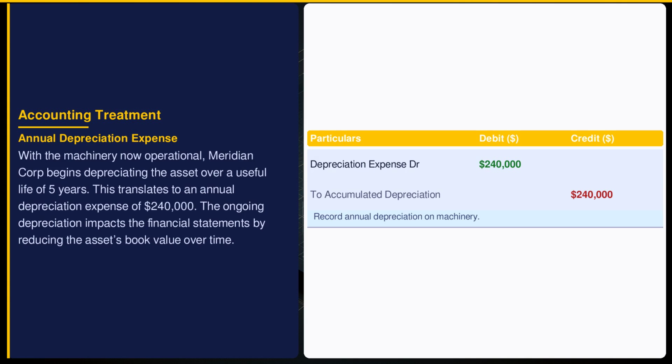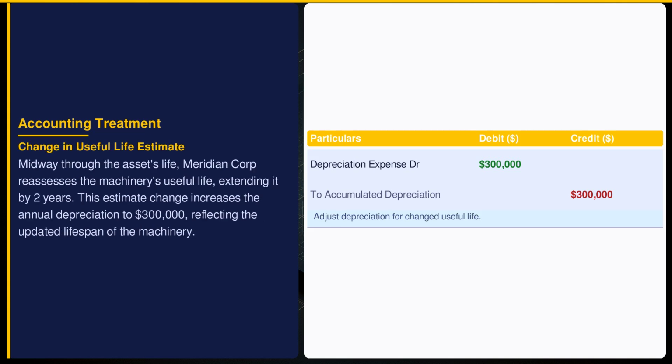Depreciation allocates the cost of a tangible asset over its useful life. Meridian Corporation charges $240,000 annually, reflecting the machinery's wear and tear. ASC 250 ensures that expenses match revenue generation from assets, providing a more accurate depiction of profitability and asset lifespan on financial statements.